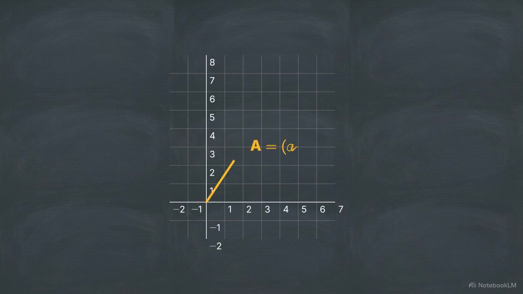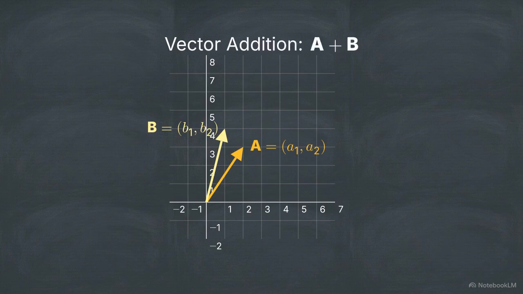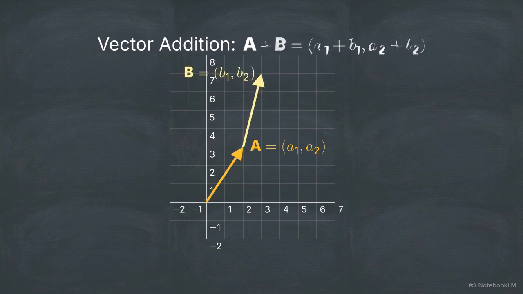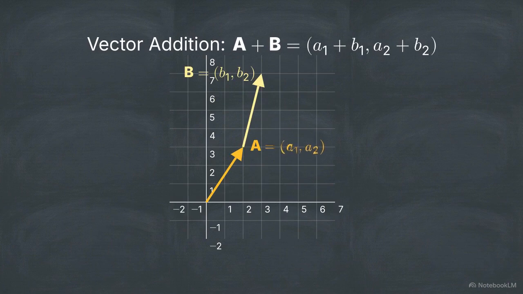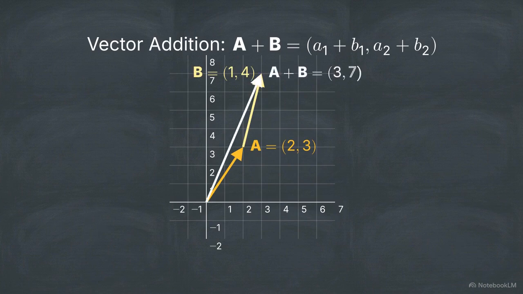Here we have two distinct vectors, labeled A as A1, A2, and B as B1, B2, plotted on a 2D plane. If we want to compound these spatial translations, we add them together. Geometrically, this means placing the vectors tip to tail to form a new continuous path. Mathematically, we add their individual coordinates. If vector A is 2, 3, and vector B is 1, 4, adding them together lands us exactly at the new coordinate of 3, 7.